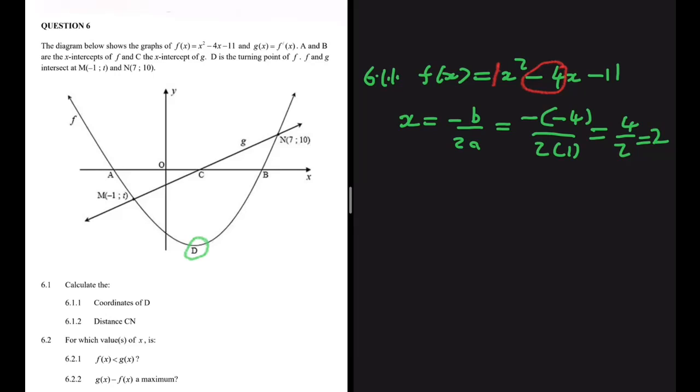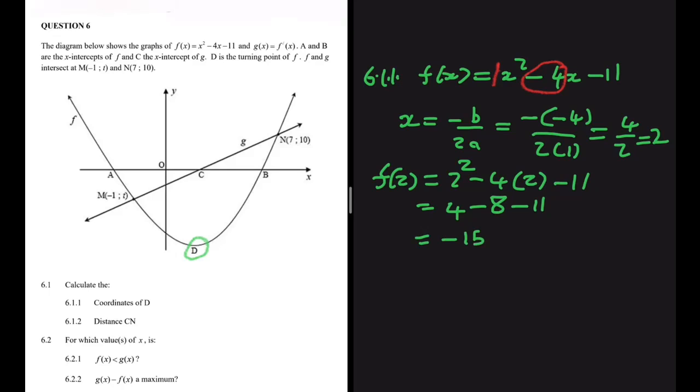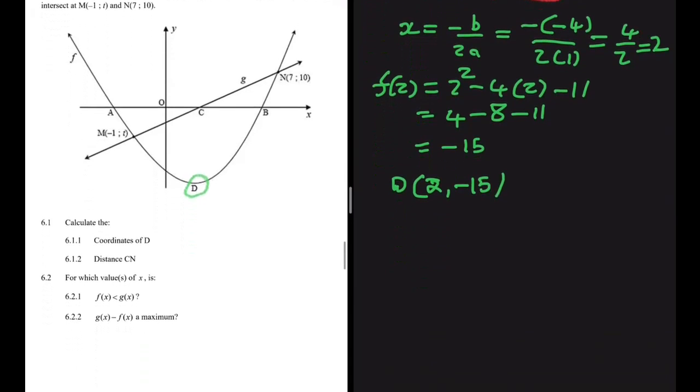So now that we have the x value, we can just substitute it into our equation and find the y value. If we do that, we get f of 2 equals 2 squared minus 4 multiplied by 2 minus 11. What is 2 squared? That is 4. And then minus 8 minus 11. So 4 minus 8 is minus 4, minus 11 should be minus 15. So the coordinates of d: we have an x value of 2 and a y value of minus 15. And just like that, you have the coordinates of d.